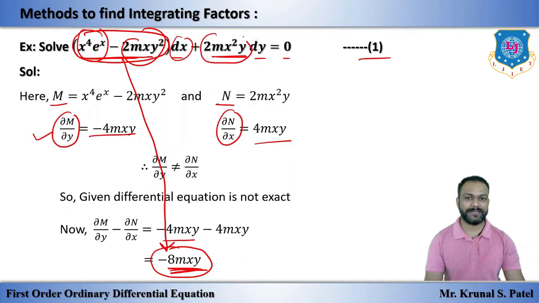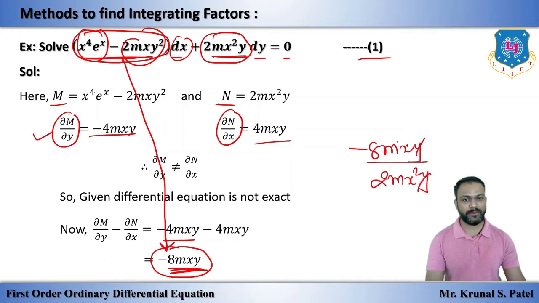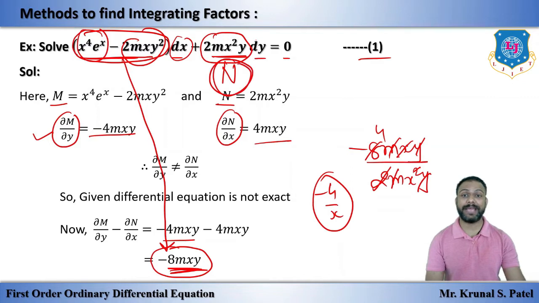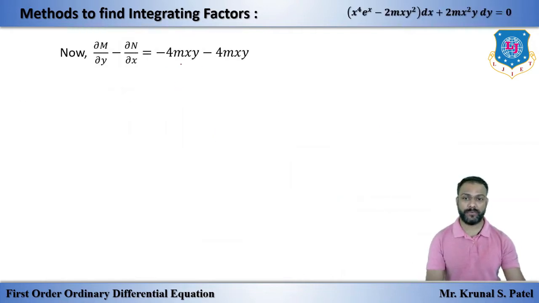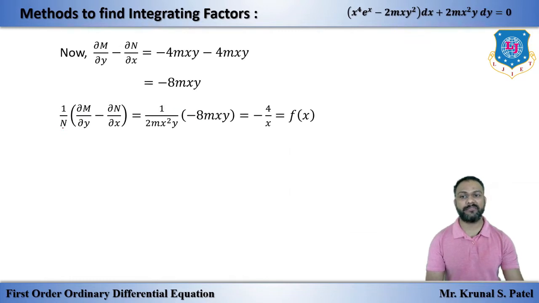So we will try with this N. If we divide this with N, then y cancels out, m cancels out, x one cancels out, and this is our 4. So we have minus 4 by x, and this is a function of x. As we told, this is our N, and if we divide by N and have a function of x only, it is good, it is method number 3. So we will multiply by 1 by N. By simplifying, it is a function of x only.